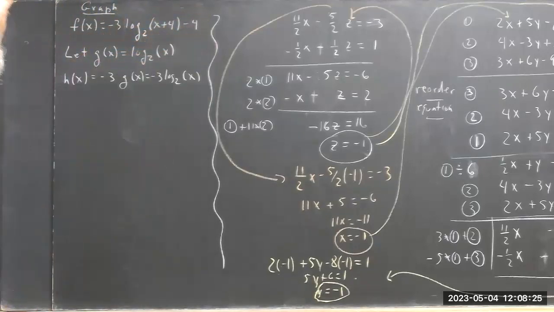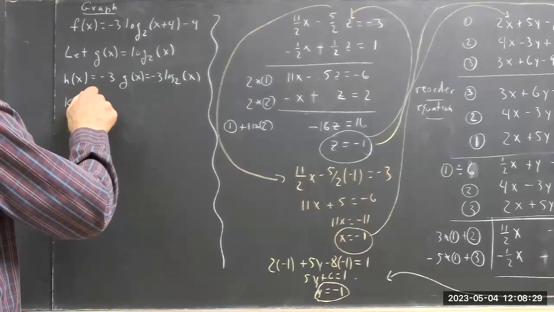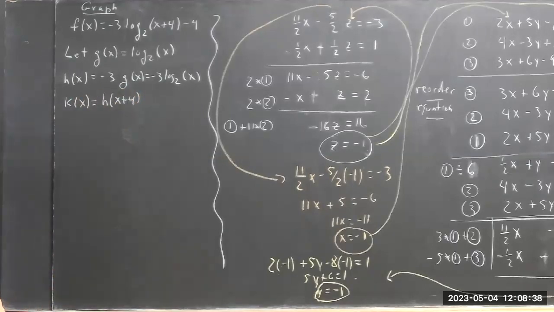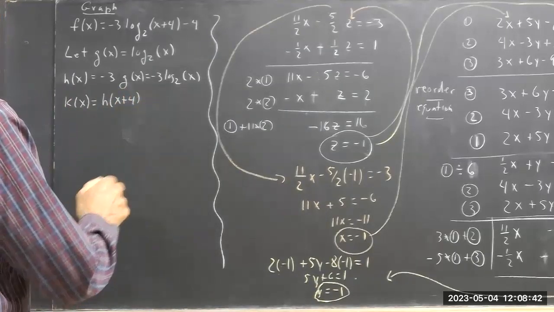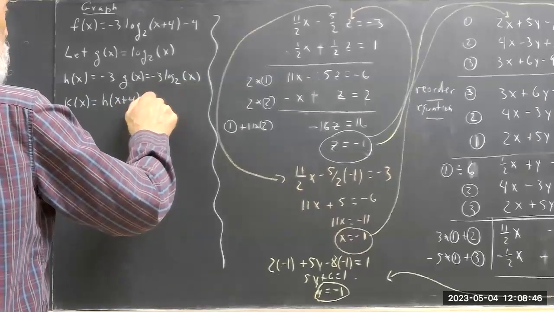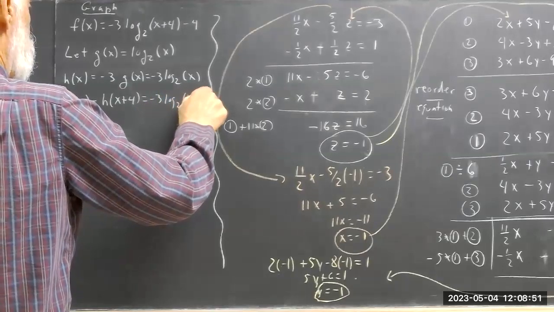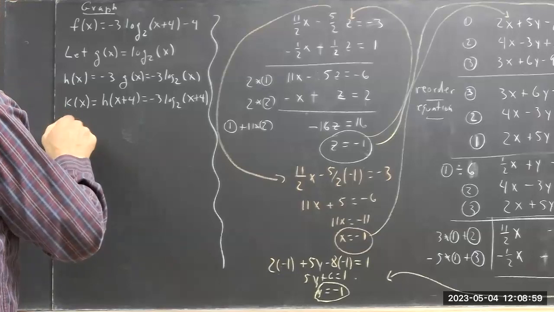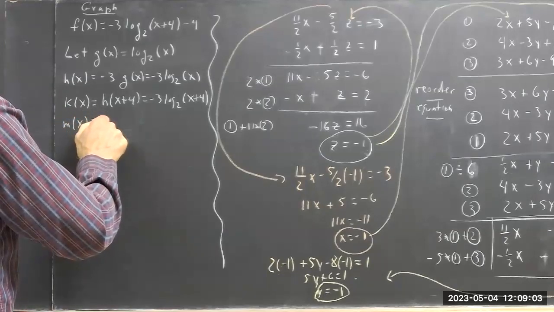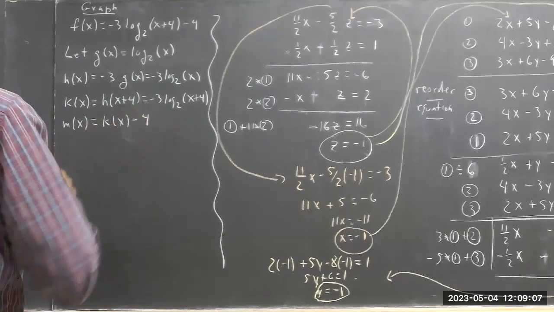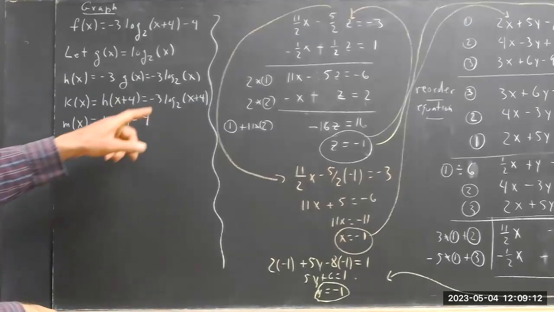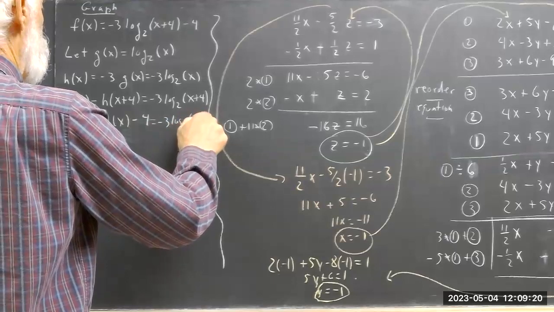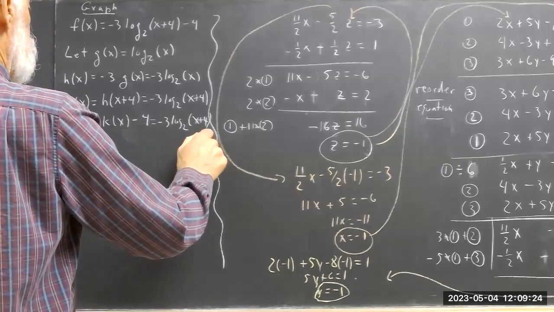Now, we're building up the whole thing by transformation. So I'm going to let k of x equal h of x plus 4. Well, h of x is -3 log base 2 of x, so h of x plus 4 will replace x by x plus 4. Then m of x equals k of x minus 4.